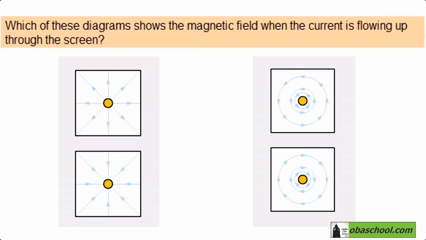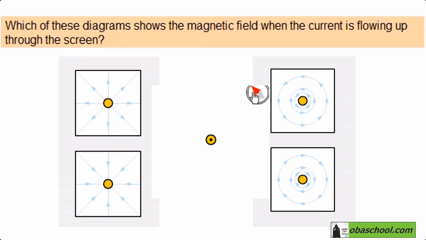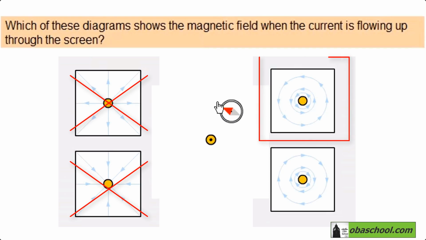So which of these diagrams shows the magnetic field when we turned on the current flowing through the screen? It is obvious that the pattern of the magnetic field is circular and not radial. So the first and the third option cannot be correct. So just observe the needle and decide what diagram shows the direction of the magnetic field. Yes, the second diagram best describes the movement of the needle.